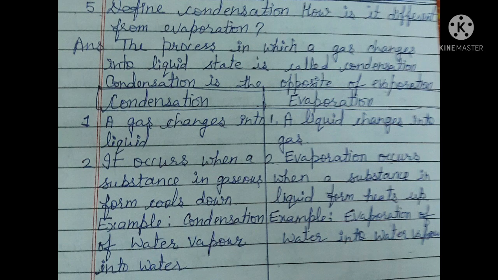Now question 5. Define condensation. How is it different from evaporation? Answer: The process in which a gas changes into liquid state is called condensation. Condensation is the opposite of evaporation. Both are totally different from each other.